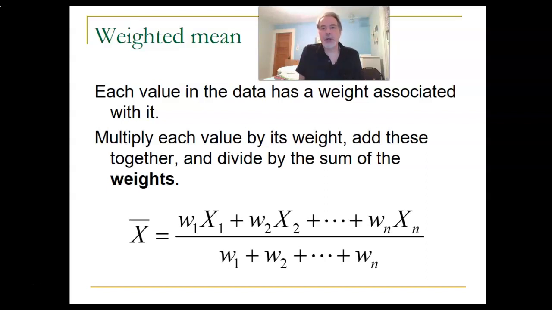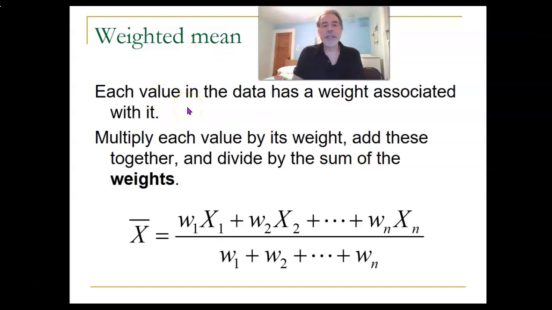grade depends on how you did in homework and tests and a project, but they don't all count the same as one another. Homework counts for 15% of your grade, the project counts for 15%, and tests count for 70%. So that would be an example of a weighted mean. Those percents are the weights that are associated with the different things that make up that weighted mean.